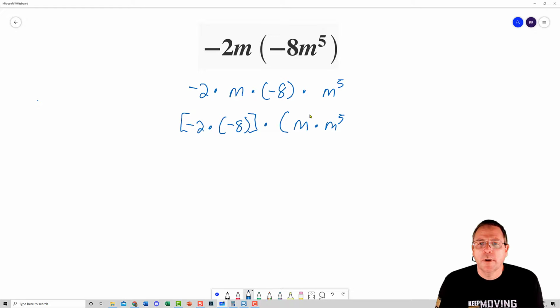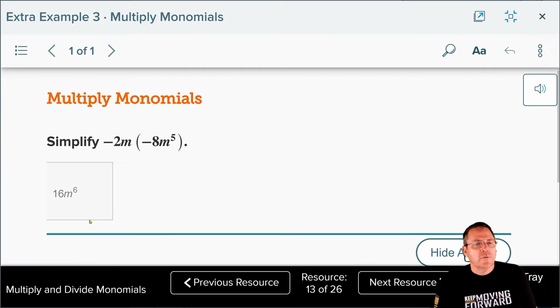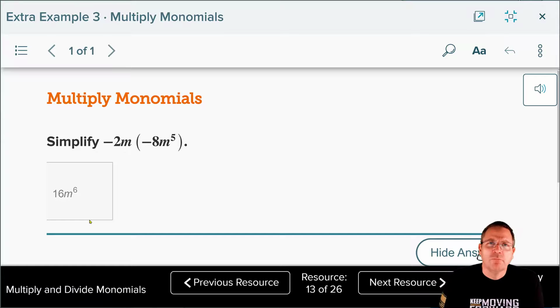Now this m right here, that's one of them. Close my parentheses. Negative 2 times the negative 8, positive 16, times m to the 1 plus 5, which means our final answer is going to be 16 m to the 6th. Come back over to our problem here, and you will see that's the same exact thing that the textbook came up with. Not too hard to do, is it?